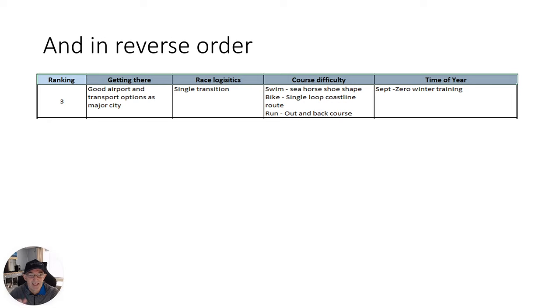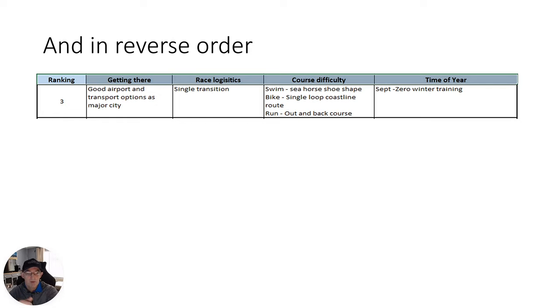The swim is renowned as being a very beginner-friendly swim. It's in the sea, it's a horseshoe shape as you go out, up and down. The bike is a single loop coastline route and flat, some minor hills but nothing to write home about. And the run is an out and back flat course. So all in all, very friendly for a beginner.